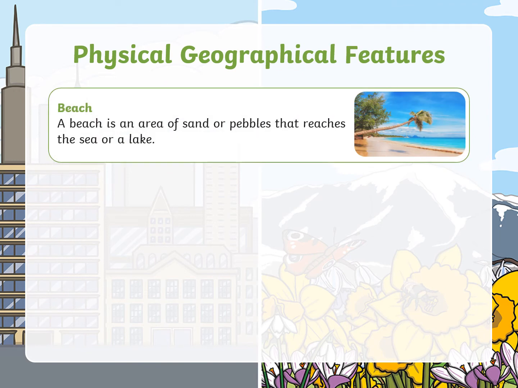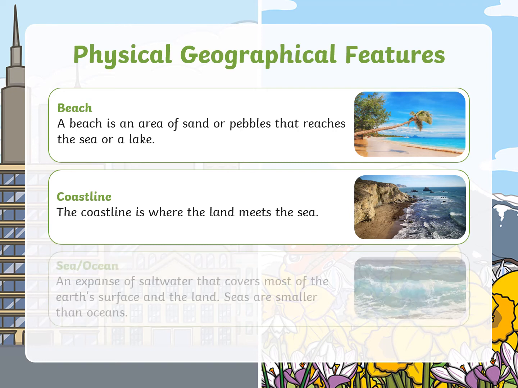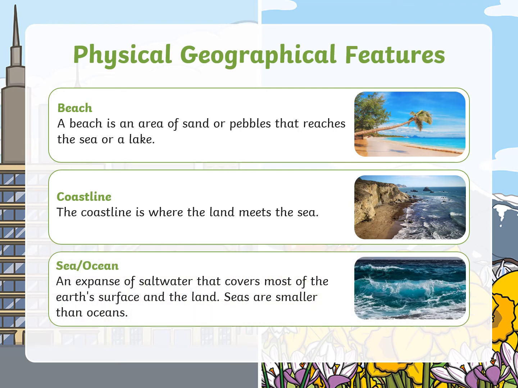A beach. We looked at a lot of these when we talked about St Lucia. You could have a sandy beach or pebbles. Maybe your beach reaches the sea, or maybe it goes around a lake. The coastline, we talked lots about the coastline as well. This is a physical feature which separates the land and the sea. And the ocean. We talked lots about the ocean, haven't we? So the ocean surrounding or the seas surrounding your island would be a physical feature. You could label that.